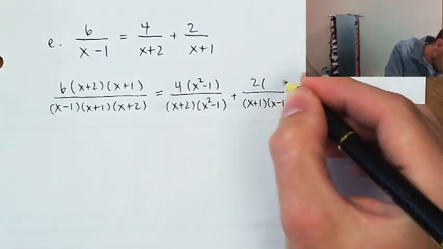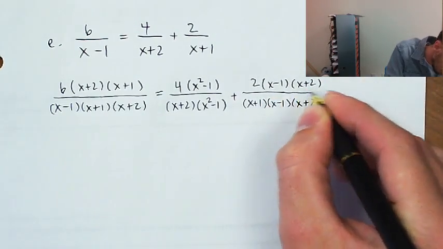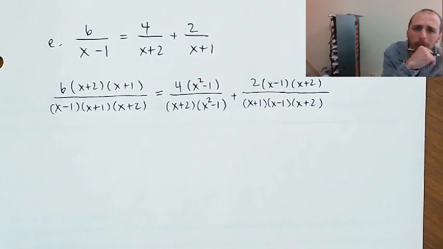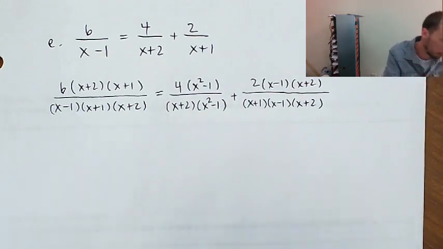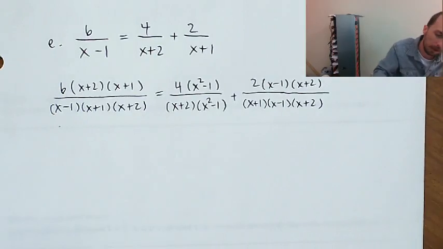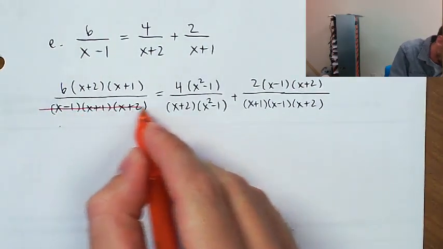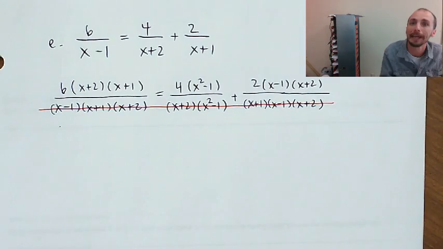Okay, so 4 times x minus 1 times x plus 2. Now, this is one where I'll say, if anybody knows a better way to solve this one than what I'm doing right here, please let me know. I would love to hear about it, but I'm not really seeing anything else fast to do here. All right, so now that I've got the common denominator, I'm going to clear it out. I'm going to get rid of it. I'm going to multiply both sides of this equation by x plus 1, x minus 1, and x plus 2.